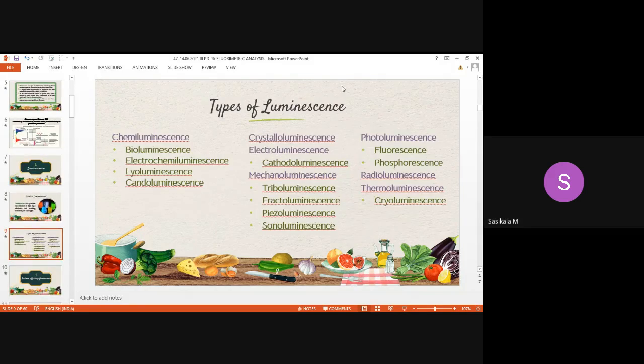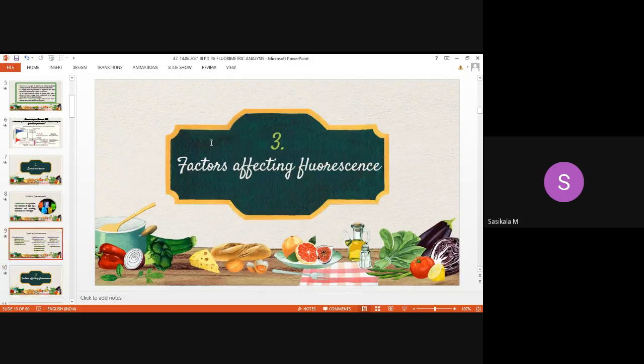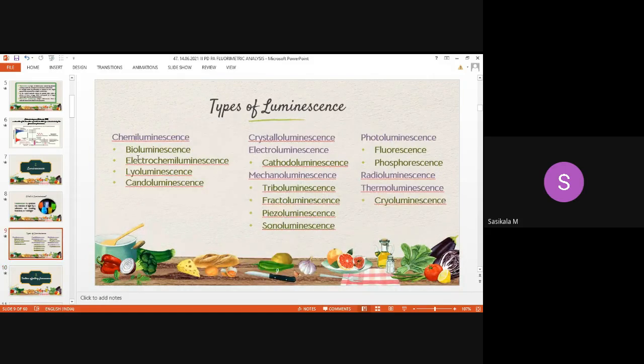Let's see the different types of luminescence. You can find 7 categories of luminescence: chemiluminescence, crystalloluminescence, electroluminescence, mechanoluminescence, photoluminescence, radioluminescence, and thermoluminescence. And there are some subcategories related to the major categories. Bioluminescence, where bio means the emission of light occurs from a living thing. Then electrochemiluminescence, where the luminescence occurs from an electrochemical process.